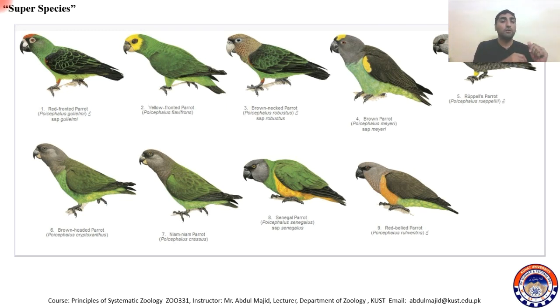But then the second point is that they are totally allopatric. They are totally geographically isolated from each other. The third thing is they are so distinct from each other. Now, you can see the difference in all of them. You cannot consider all of them as a single species or a single population. And the fourth is that they will show reproductive isolation if you bring them together. So this red-fronted parrot, yellow-fronted parrot, brown-necked parrot, or brown parrot, this Rüppell's parrot, and brown-headed parrot, and Senegal parrot, and red-bellied parrot. All these are superspecies.